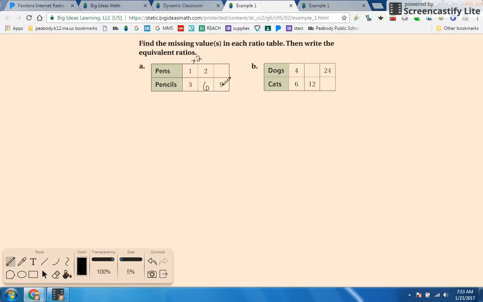Then they have this 9, and we need to figure out what this missing number is. You have to go back to the original. How would you get from 3 to 9 by multiplication? You would multiply it by 3. So 1 times 3 is 3. So there's your ratio table.